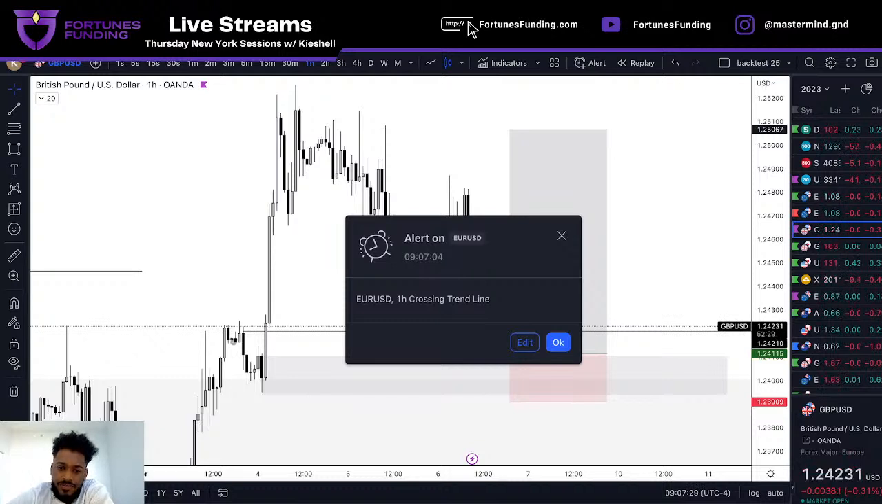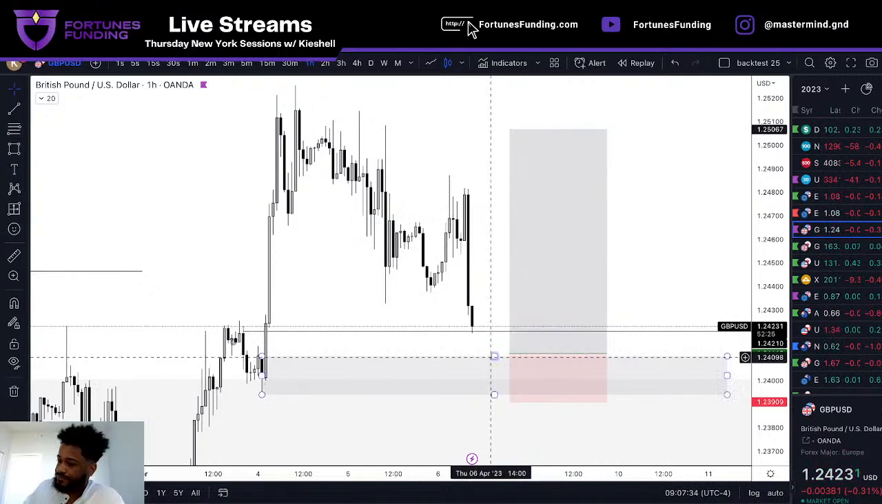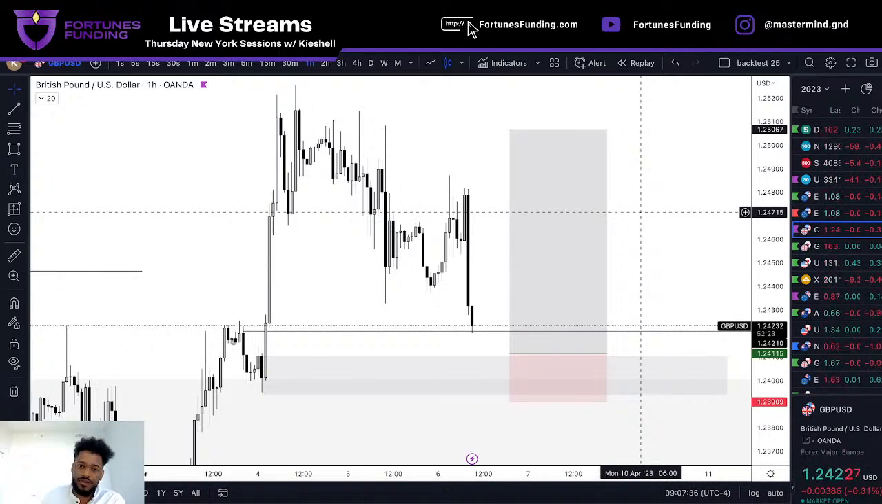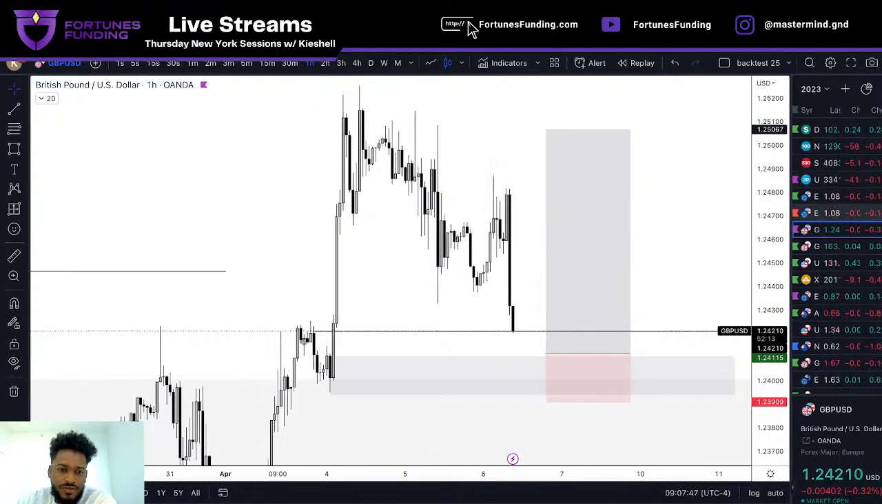All right, so I've actually placed a buy limit right here. Feel free to, if you want to follow along, you can go ahead. It doesn't matter, but that's what I did. All right, so that's GBP USD, the 1 hour zone.